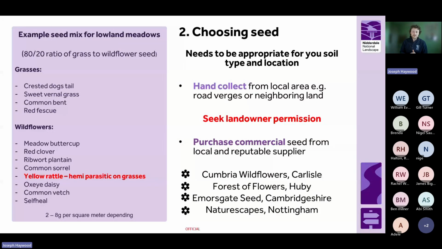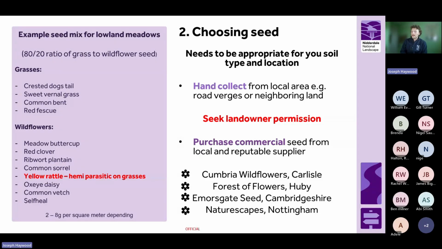And then these other species below, like oxeye daisy, common vetch and selfheal, these are brilliant additions if I can get them coming along with the seed I've harvested. But those first five are the ones I really want to spread because they do well establishing, they do well dispersing later on, and they're beneficial for a whole variety of other organisms like pollinators.